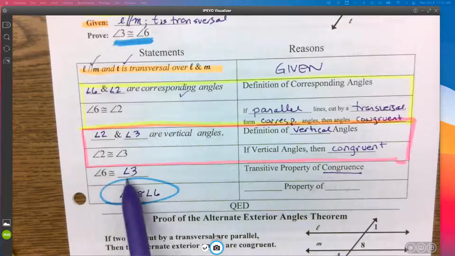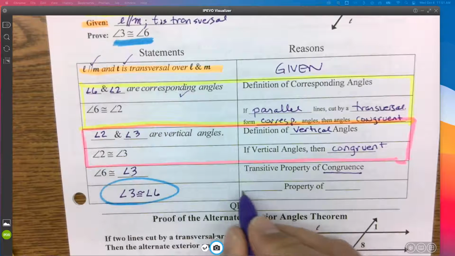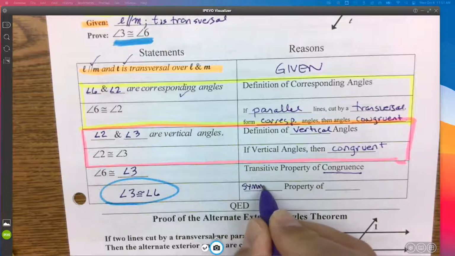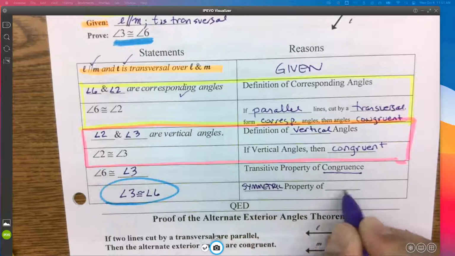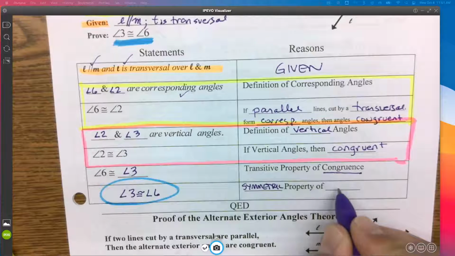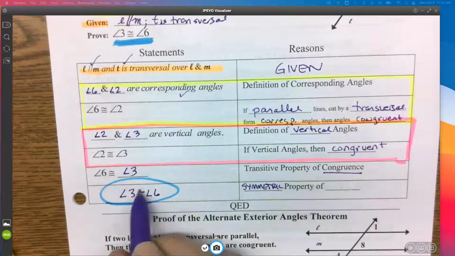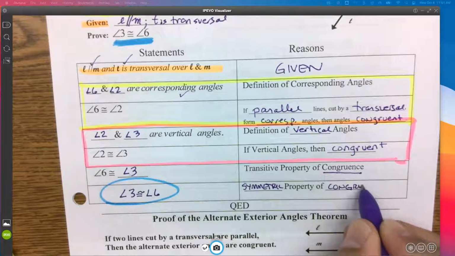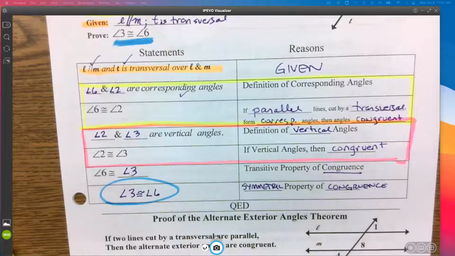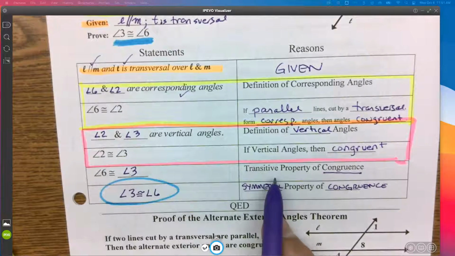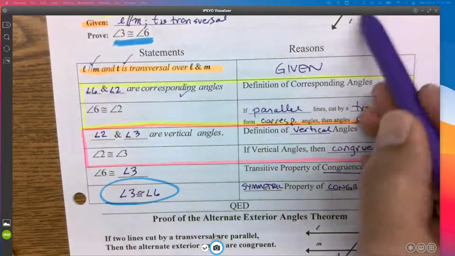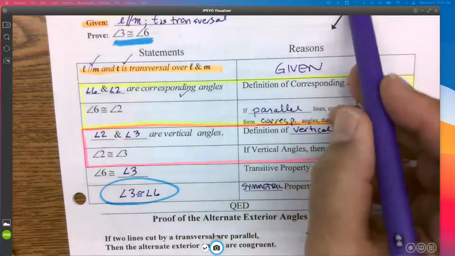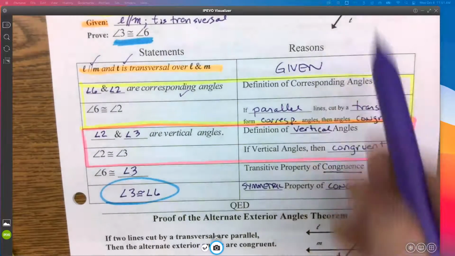What lets me swap sides? Symmetric property of equality. Good, symmetric. But not equality, right? Of congruence, good, because this isn't equality. This is congruence. And that's the third part, is tying them together. So I establish north and south together. I bring in the other piece, and then I tie those together.